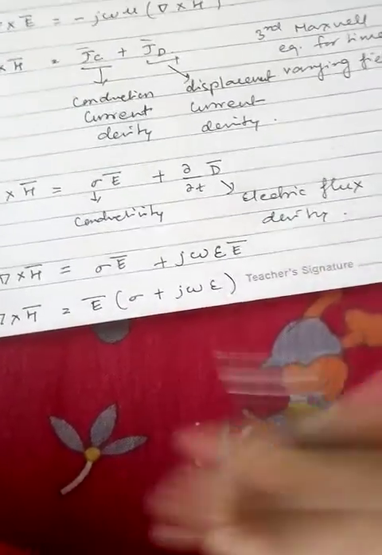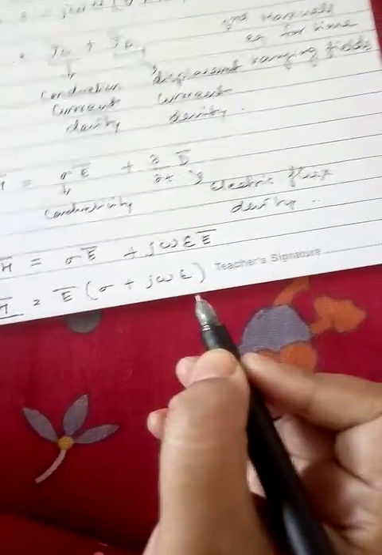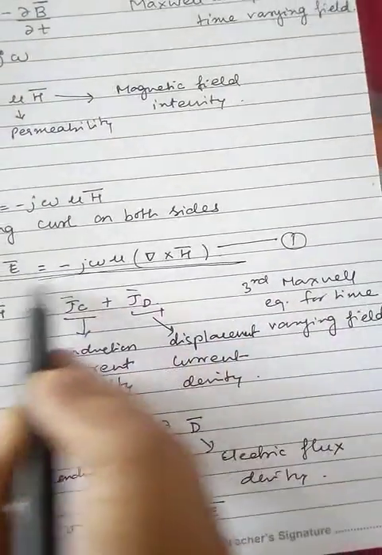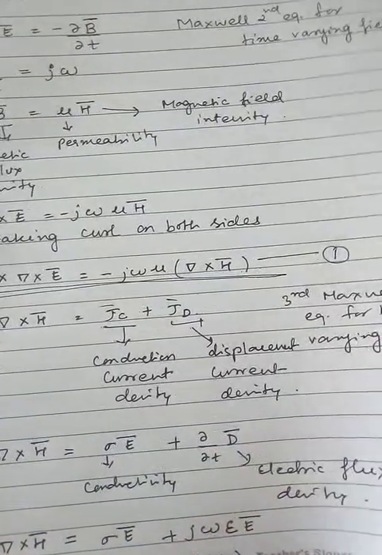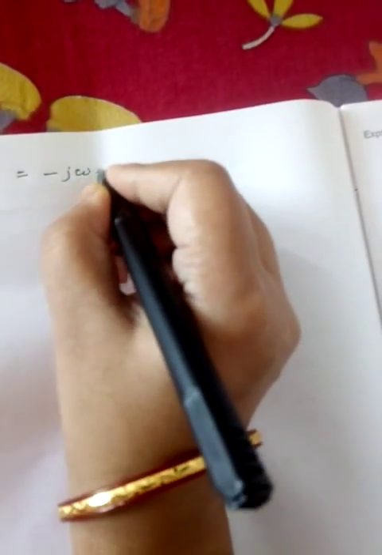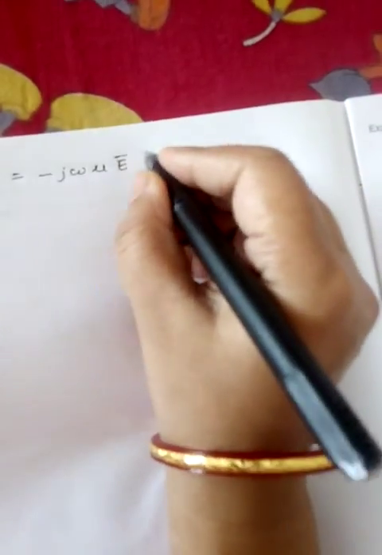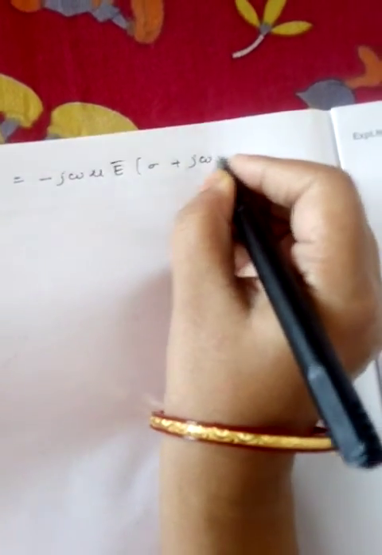Next what we will do, we will put the value of del cross H in the first equation. Let this equation be first. What we will get? Del cross del cross E is equal to minus j omega mu E times sigma plus j omega epsilon.